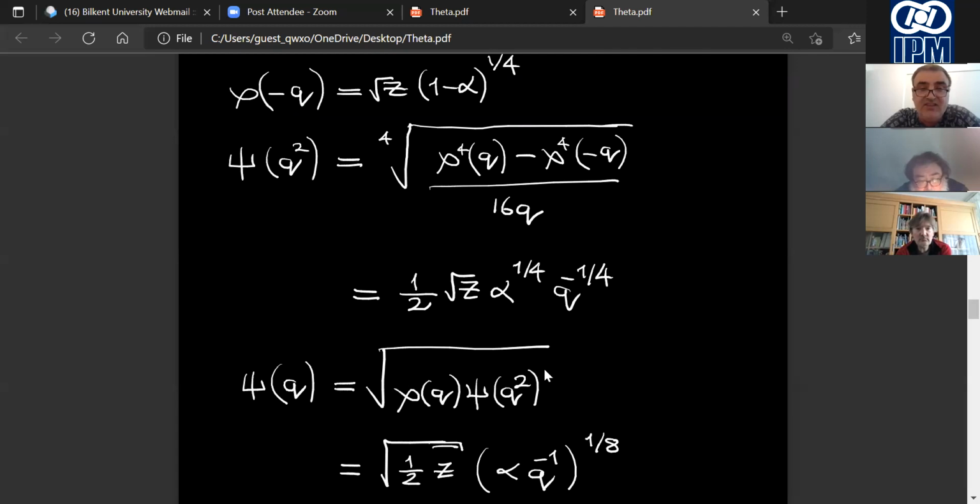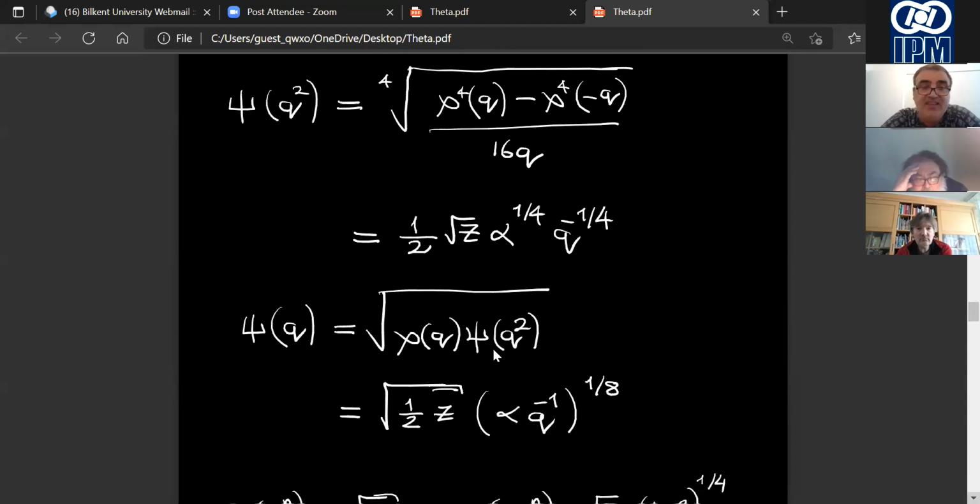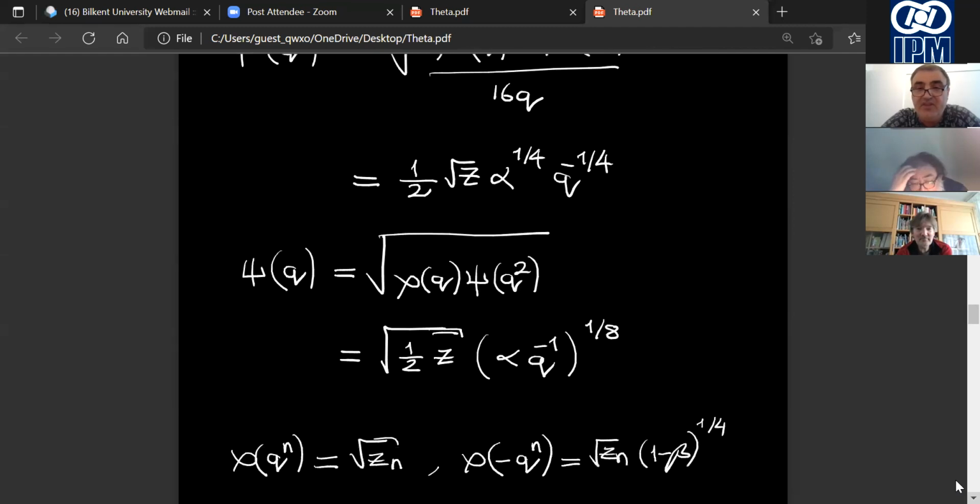This is a trivial identity. This follows from the infinite product representation of these functions. Basically, each of them is an infinite product. Each of them can be written in terms of the eta function, and you can easily justify this. So now you can have a representation for varphi of q. Basically, you can express any classical theta function in terms of z and the modulus alpha and 1 minus alpha.